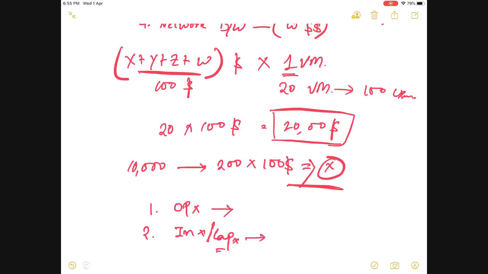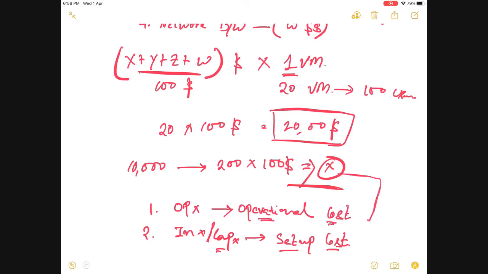The CAPEX is called capital expenditure. Capital expenditure is your setup cost. So initially, how much money you have to pay to build these applications, or to set up your office, or hire some employees. OPEX is called operational costing. The operational cost is how much money is required to run these applications on a day-to-day basis. So this component X is nothing but your operational cost, or OPEX.